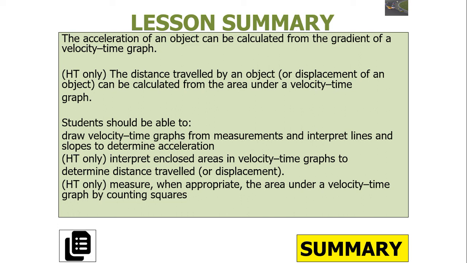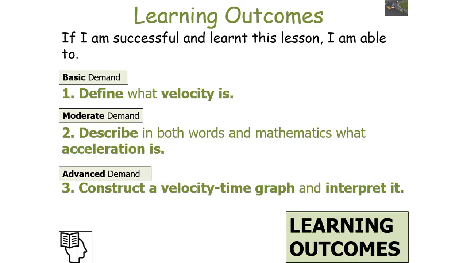and students should be able to draw velocity time graphs of measurements, interpret lines and slopes to determine acceleration, interpret enclosed areas in velocity time graphs to determine the distance travelled or the displacement, and if you're struggling to calculate the areas by using GCSE maths equations, you can also count squares to work out the total area. So if we have learnt in today's lesson, we can define what velocity is, we can describe in both words and mathematics what acceleration is, and we can construct a velocity time graph and we can interpret it.